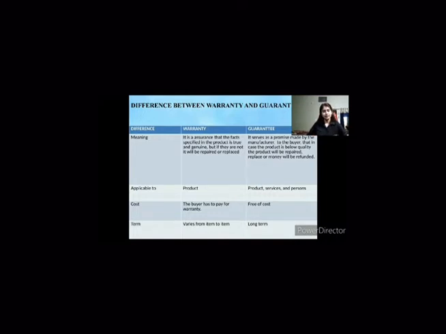जो वारंटी होती है वो एप्लीकेबल होती है सिर्फ प्रोडक्ट में, जो गारंटी होती है वो एप्लीकेबल होती है प्रोडक्ट्स, सर्विसेज और पर्सन्स, तीनों पे। जो वारंटी होती है उसके लिए एक पर्टिकुलर अमाउंट पे करना पड़ता है बायर को, वहीं अगर गारंटी को देखा जाए तो वो फ्री ऑफ कॉस्ट होती है। वारंटी जो होती है उसका टाइम पीरियड वेरी कर सकता है आइटम टू आइटम, बट गारंटी जो होती है वो एक लॉन्ग टर्म के लिए होती है। So this is all about conditions and warranty.